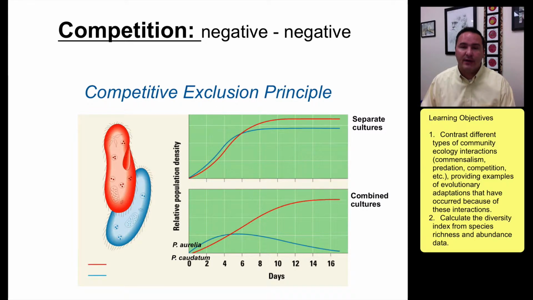Competition was the negative-negative interaction. This is what has been demonstrated over and over again. This is a classic example where two paramecium species were grown up in separate cultures, and they basically had this nice little logistic curve. But when you grow them up in the same culture together, Paramecium caudatum outcompetes Paramecium aurelium. And you can see for a while they're both growing just fine, but then caudatum outcompetes aurelium and becomes the dominant species in the community.